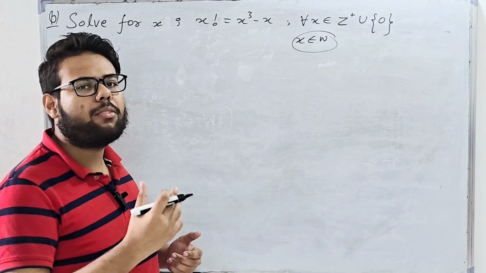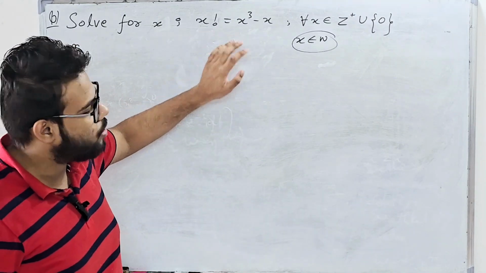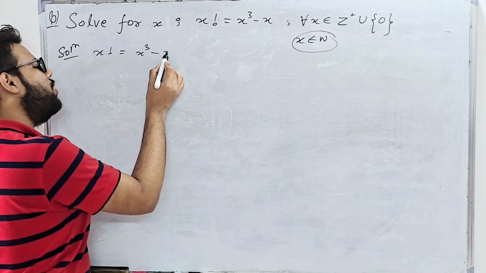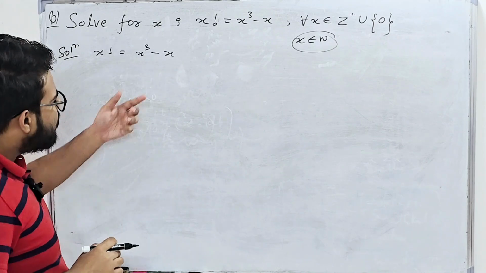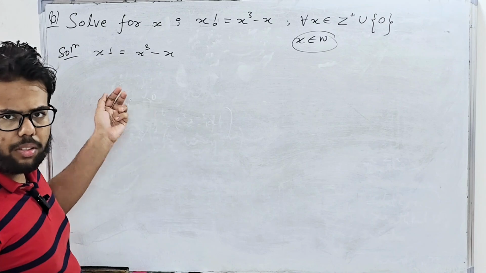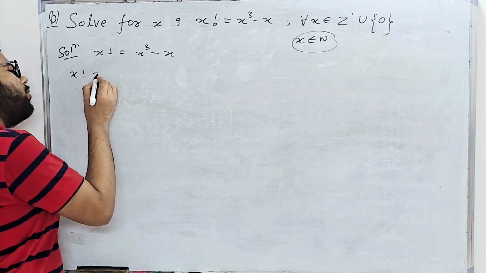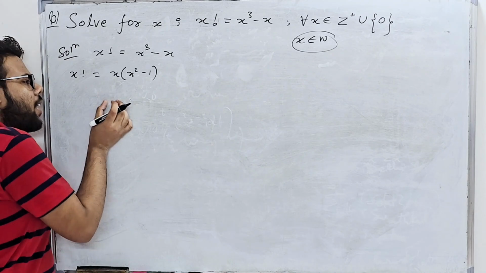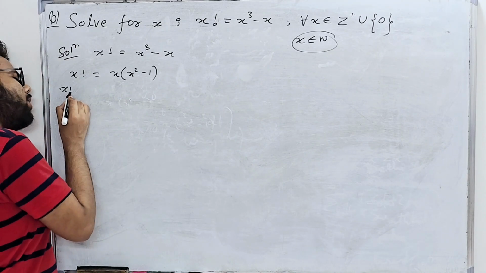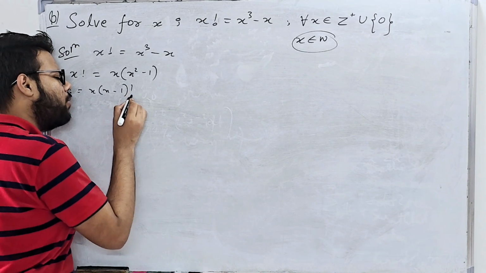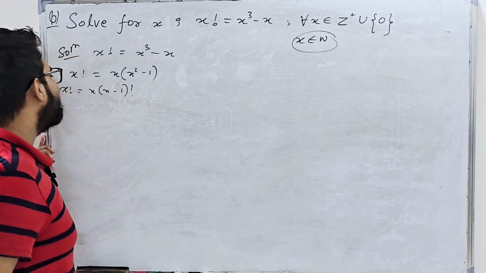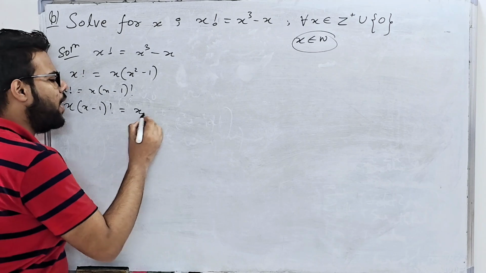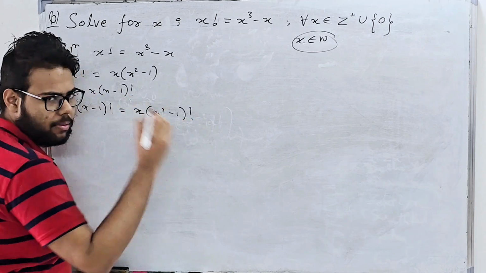Let's first of all analyze the question. It states that x factorial is equal to x cube minus x. Okay, so how do we even start? Notice that you can take x common, so let's do it. x factorial is equal to x into x square minus 1, right? It will be correct. And now observe that x factorial is equal to x into x minus 1 factorial. You know this property, right? So apply it. x multiplied by x minus 1 factorial is equal to x into x square minus 1.